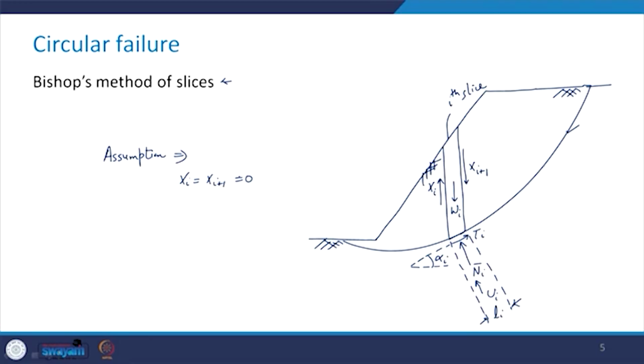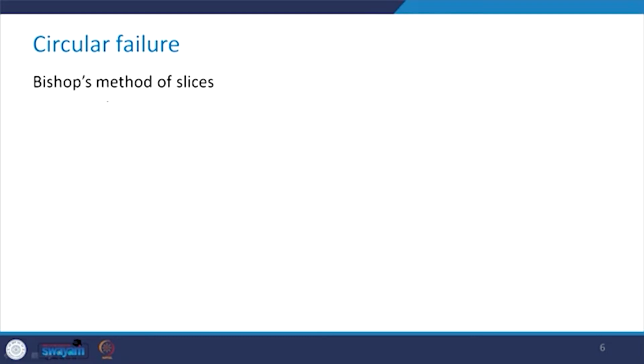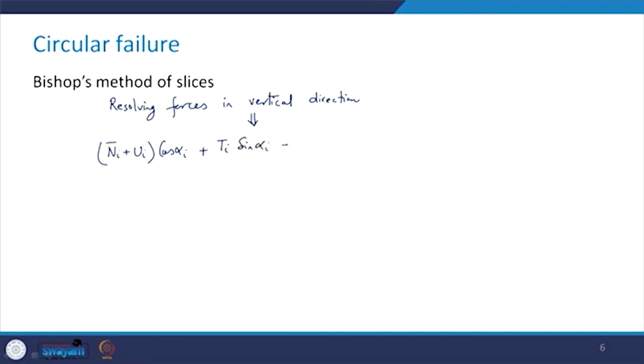Now, what I will do is, you have all these forces Ti, Ni bar, Ui, Wi, and obviously because these I have assumed to be equal to 0, they will not contribute towards the force equilibrium equation. So, what we will do is, we will resolve these forces in the horizontal as well as in the vertical direction. Resolving the forces in the vertical direction, we get Ni bar plus Ui into cos alpha i plus Ti sin alpha i is equal to Wi. This equation will become equation number 1.